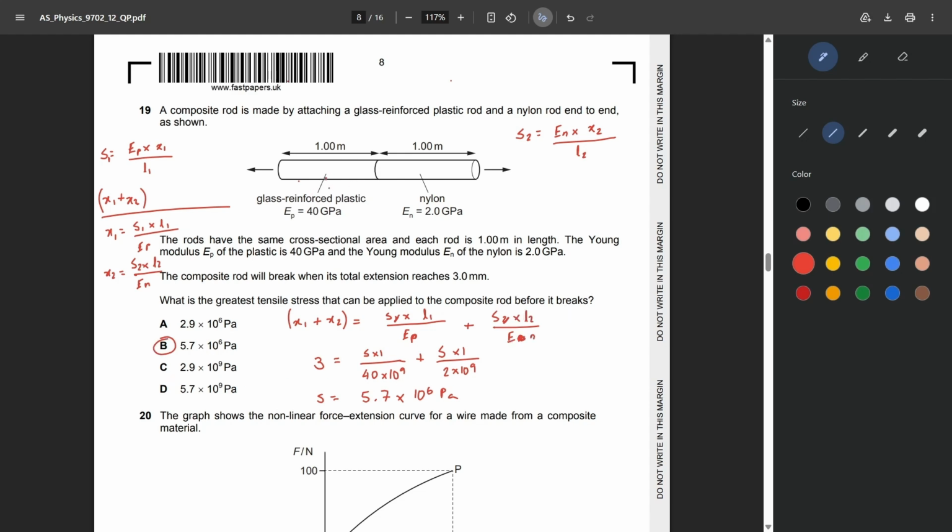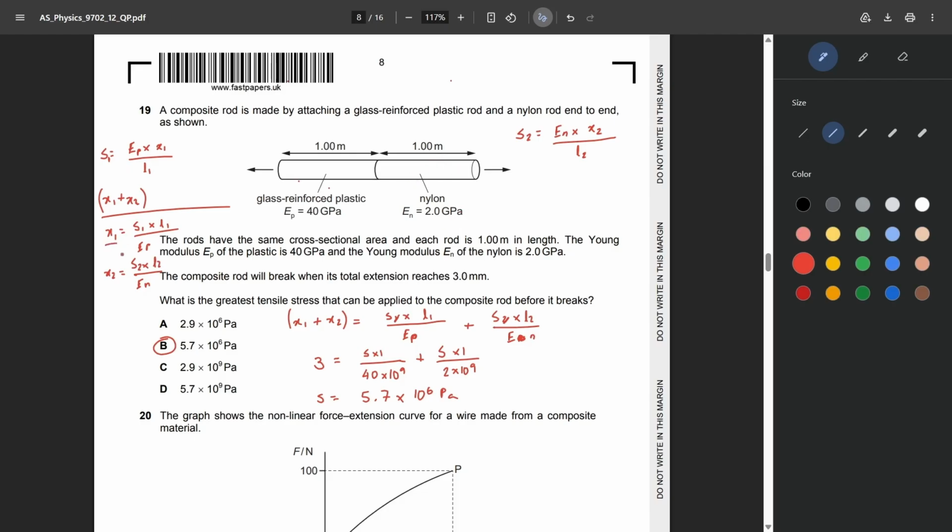The logic behind this question is, we know that the maximum total extension of this composite rod is 3 millimeters. So we take individual extensions of these two rods, the glass reinforced plastic and the nylon, as two variables, x1 and x2, and we find the individual extensions in terms of the stress. So x1, the extension of this rod, will be equal to the stress provided to this rod times its original length divided by the Young's modulus, and the extension of the nylon rod will be the stress provided to this rod multiplied by the original length divided by the Young's modulus En of the nylon rod.